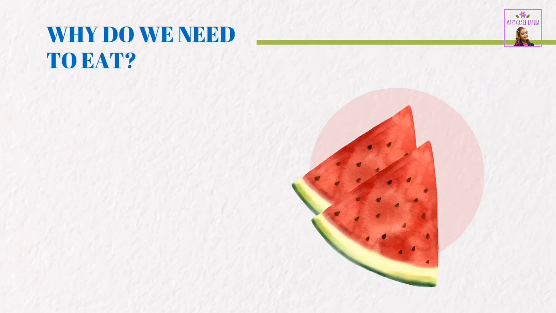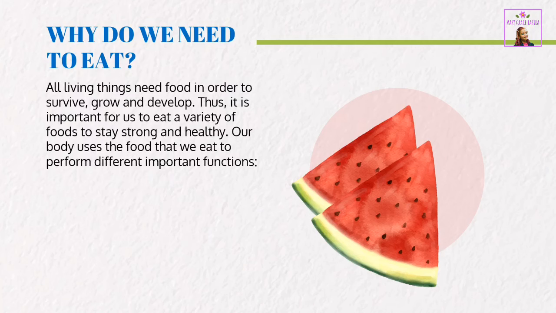Why do we need to eat? All living things need food in order to survive, grow, and develop. Thus, it is important for us to eat a variety of foods to stay strong and healthy. Our body uses the food that we eat to perform different important functions.